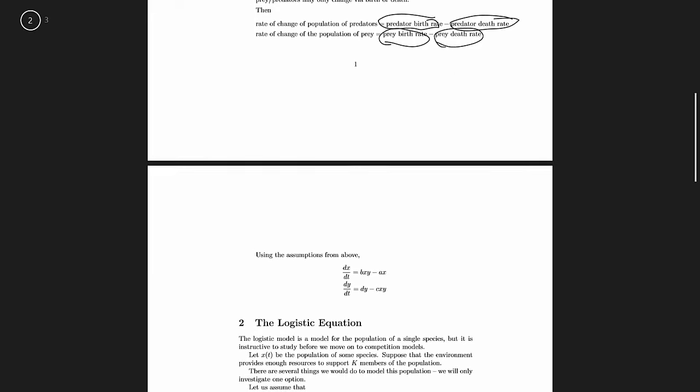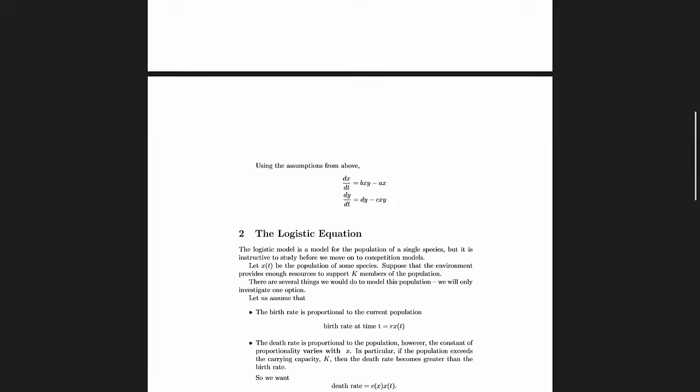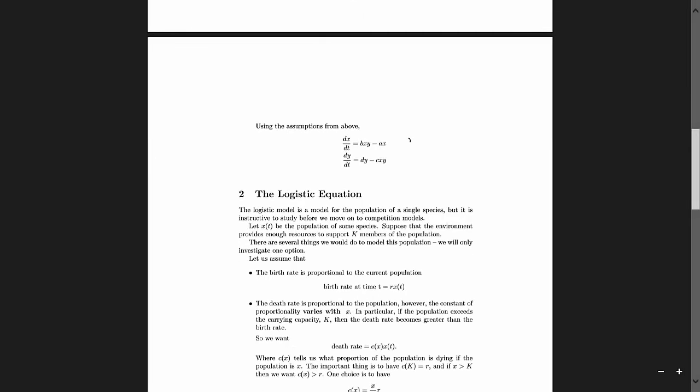Okay? So the rate of change in the population of the predators, well, that's going to be the birth rate of the predators minus the death rate of the predators. And the rate of change of the population of the prey, that's going to be the birth rate of the prey minus the death rate of the prey. We'll just plug in our assumptions, and we get this system of differential equations. This is very famous. This is a Lotka-Volterra predator-prey system. And you'll see it in many books.